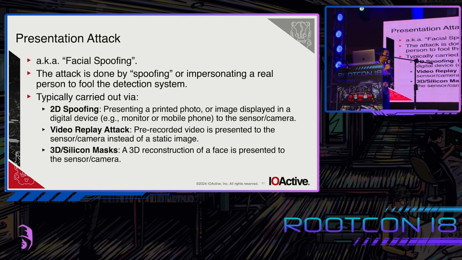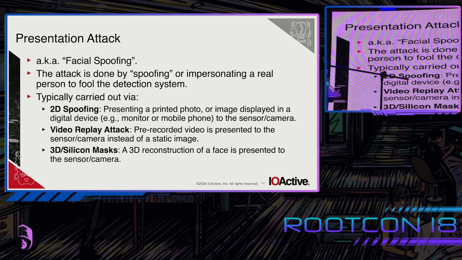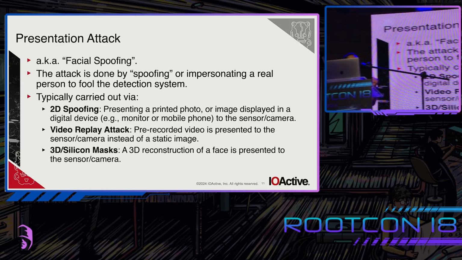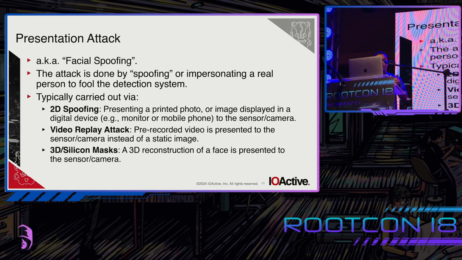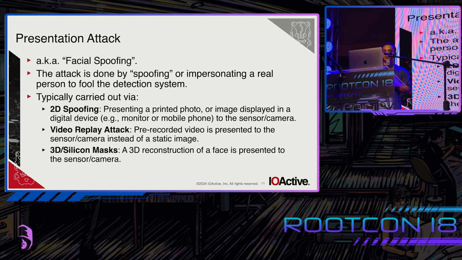So despite this, of course, attackers are targeting the facial recognition system. And this is commonly called a presentation attack or facial spoofing. From the name itself, facial spoofing, the attacker simply spoofs or impersonates their victim or a real person to bypass the detection system. And it can be done in multiple ways. We have 2D spoofing, wherein the attacker prints a photo of their victim, or presents the photo of their victim through mobile phones or monitors, and presents it to the camera or to the sensor.